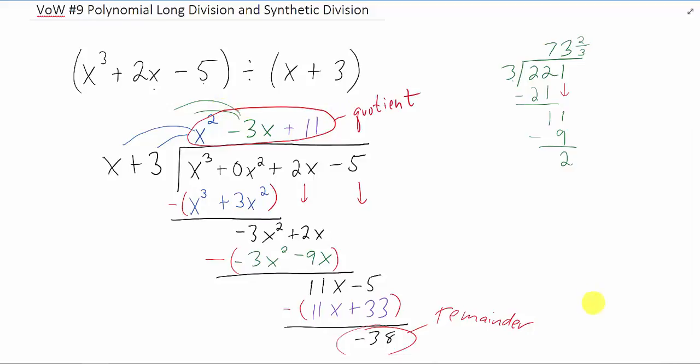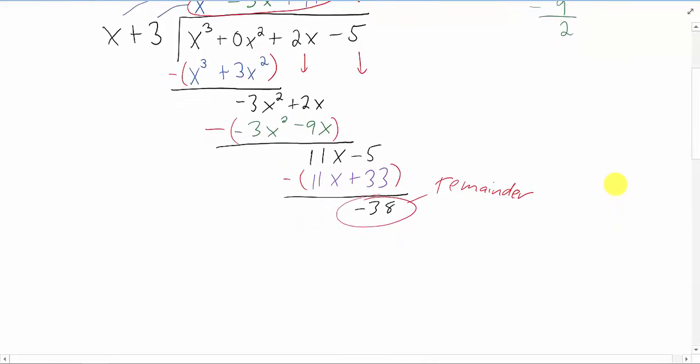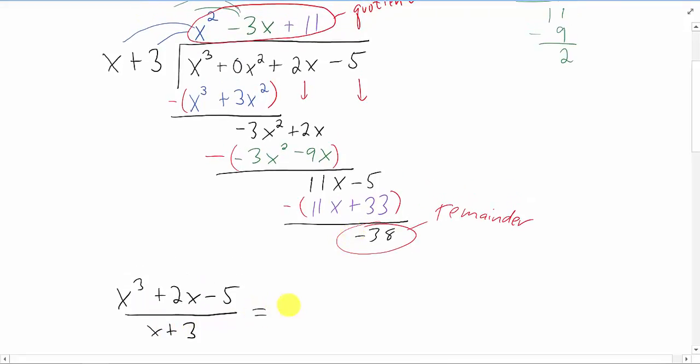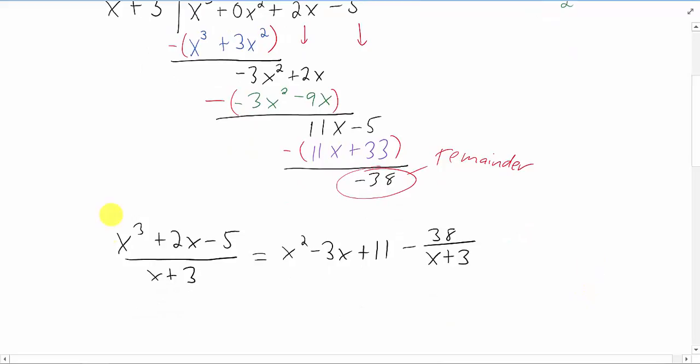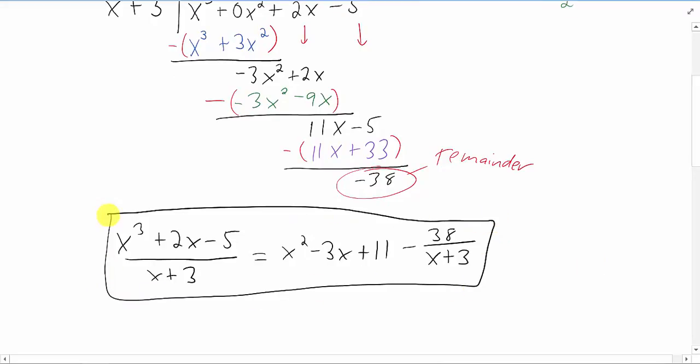So I want to write out what we just did. What we did is we took x cubed plus 2x minus 5. We divided it by x plus 3. And what did we end up with? We ended up with our quotient, x squared minus 3x plus 11. And we got this remainder of negative 38. And just like before, what we can do with that remainder is we can divide it by the original divisor in the problem. And by doing this long division, we came up with this true statement. Those two polynomials divided by one another ends up being this quadratic polynomial plus this remainder.